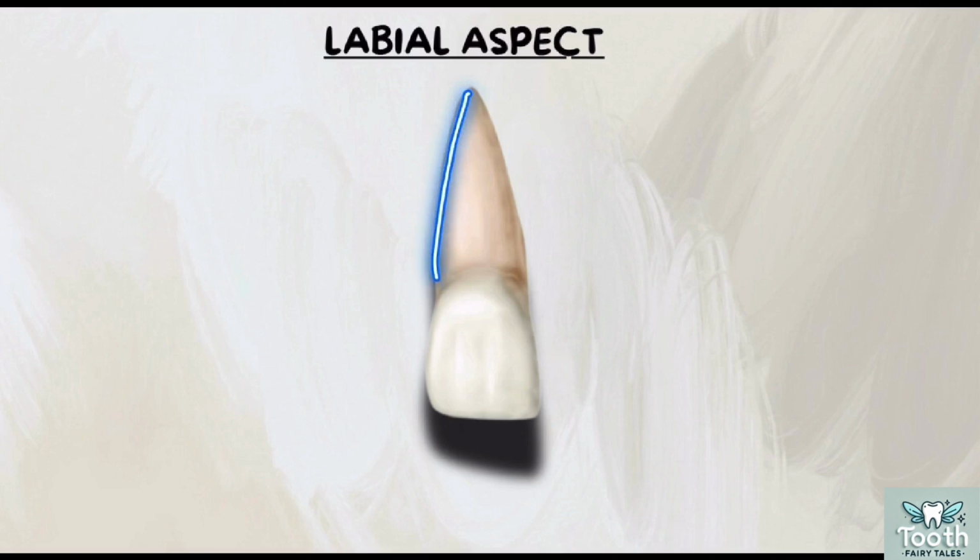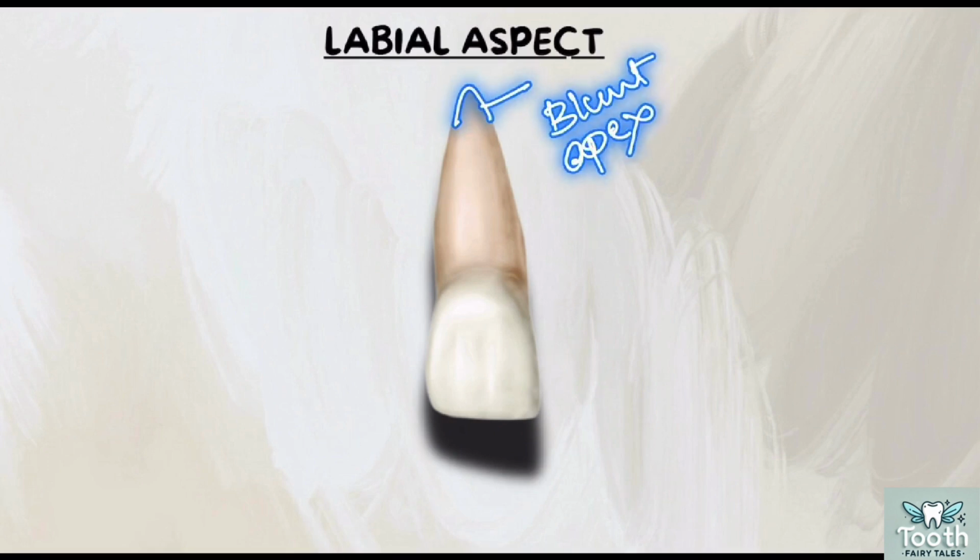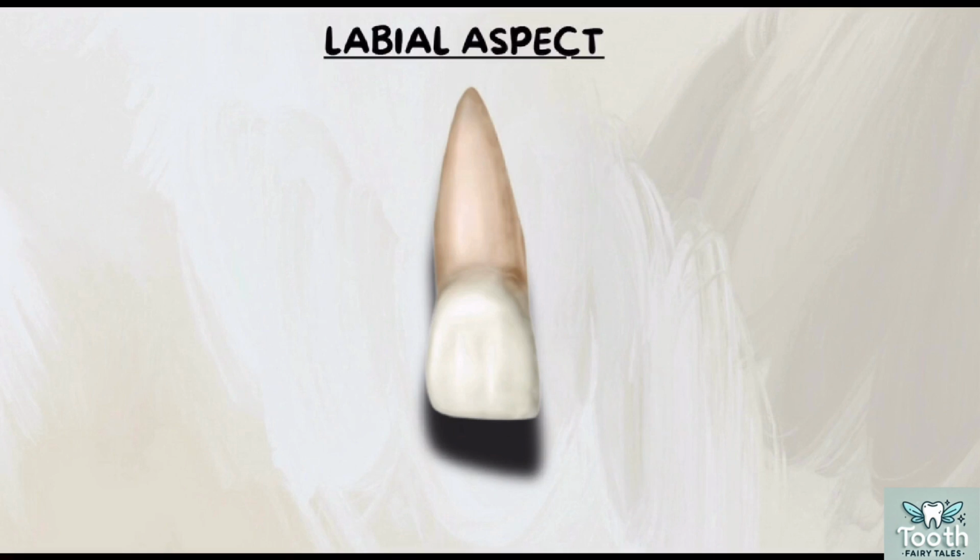You can also see the root from the labial side. The root appears like a cone and has a blunt apex. Towards the mesio-incisal angle, there is a crest of curvature, which also represents the contact point. This contact point approaches the mesio-incisal line angle. The contact point is the place where this maxillary central incisor contacts the adjacent tooth.